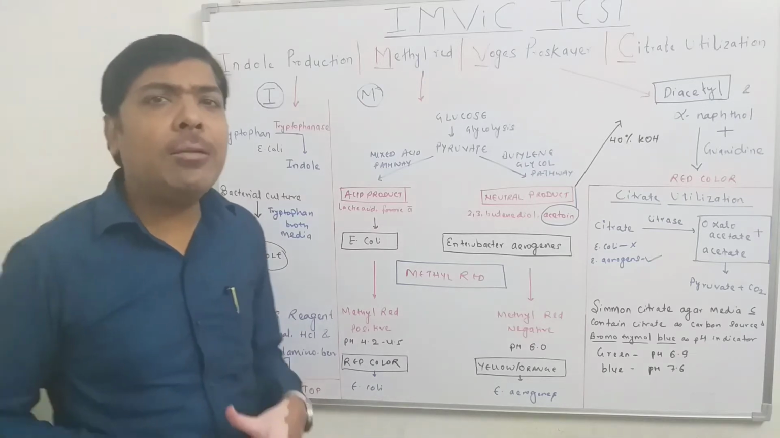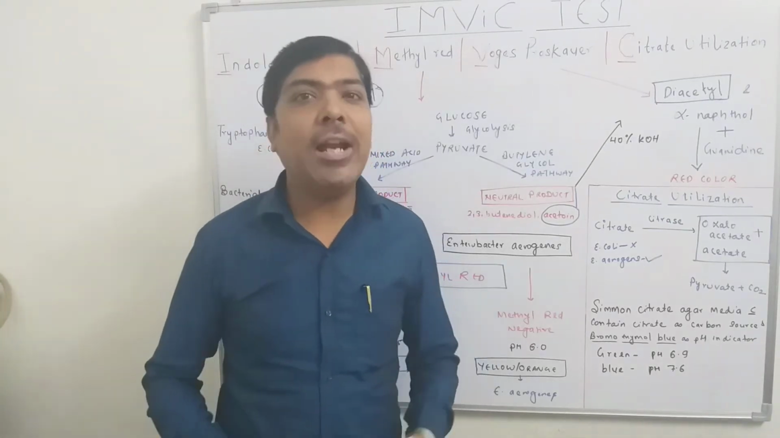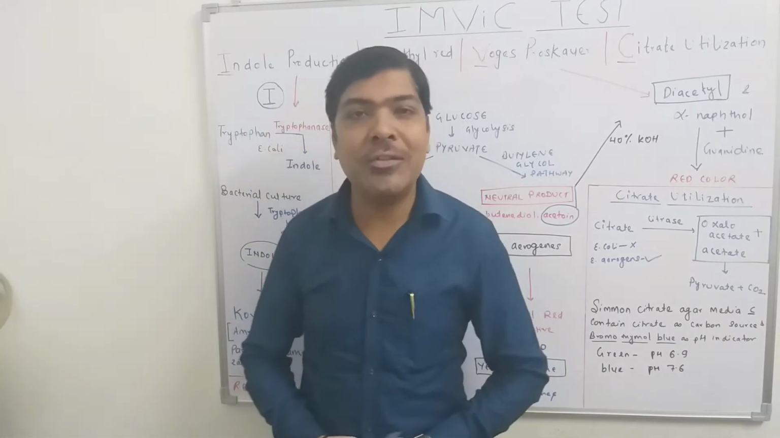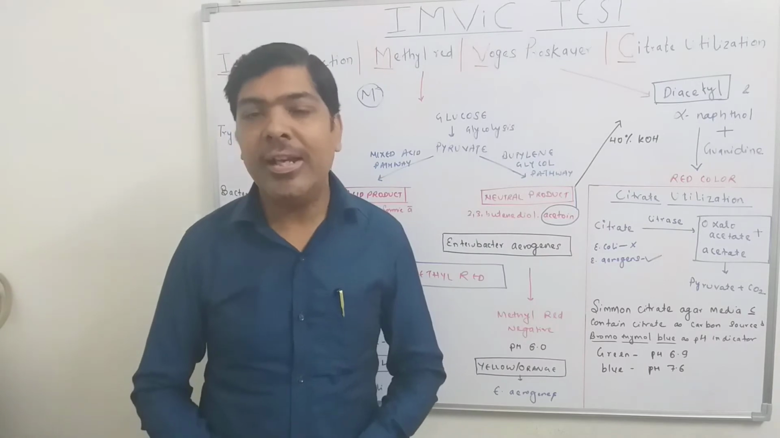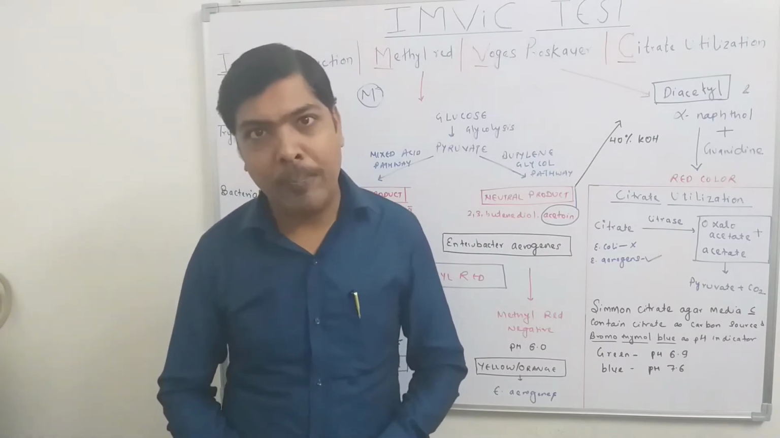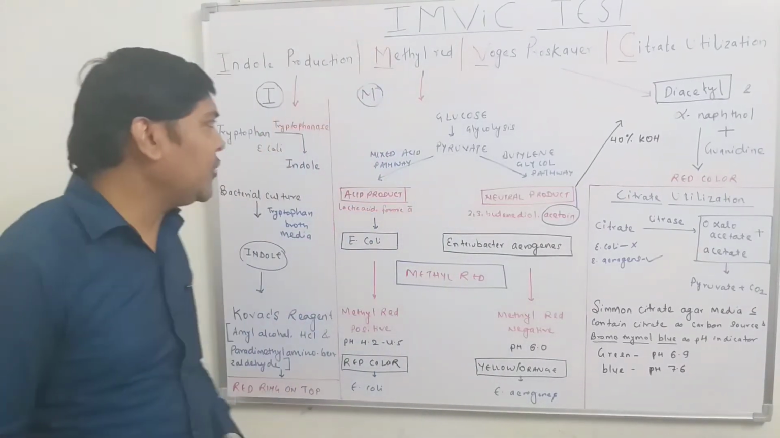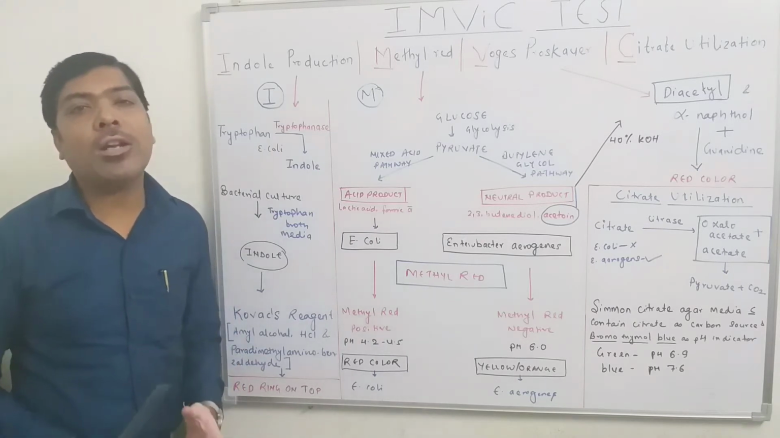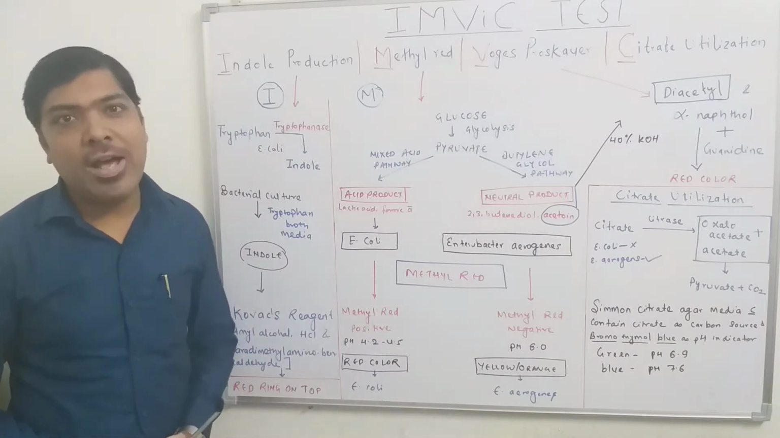This is one of the very basic biochemical reactions that takes place inside the bacteria, that tryptophan in the presence of the enzyme tryptophanase is converted into indole. But this type of arrangement is available only with E. coli, but it is not available with Enterobacter aerogenes.